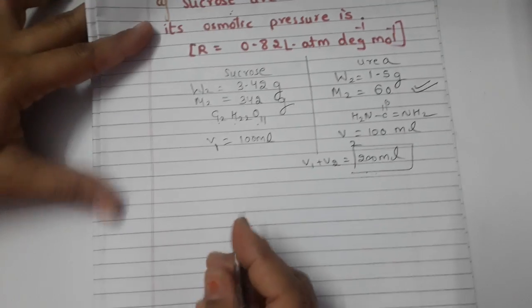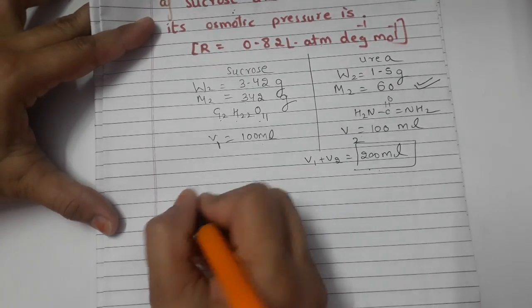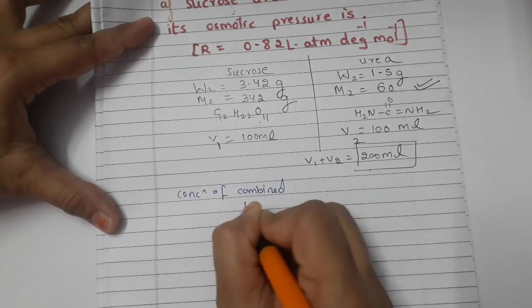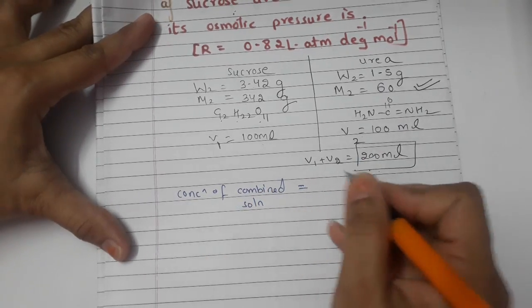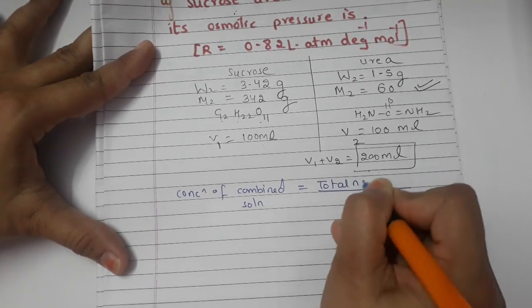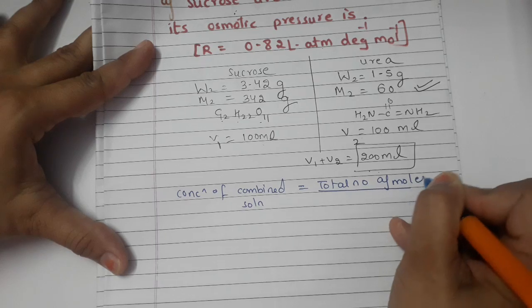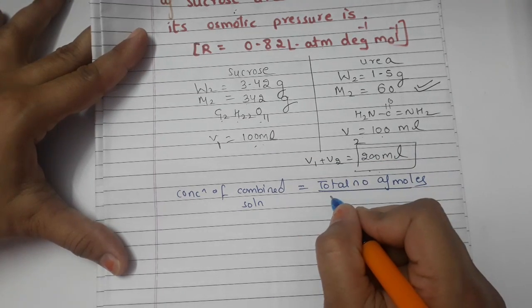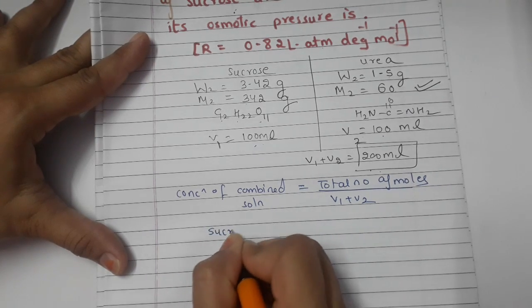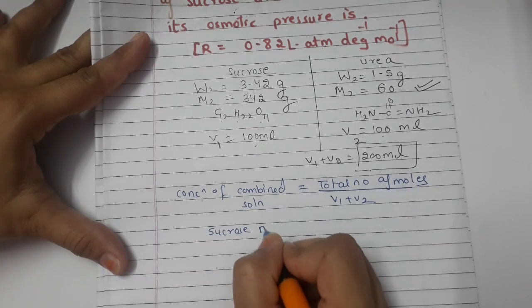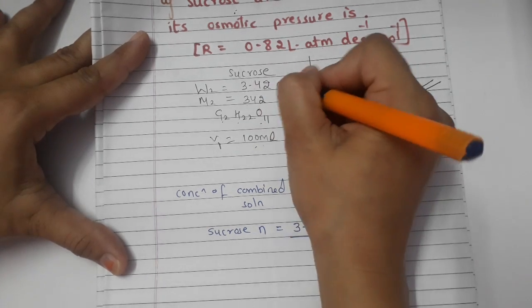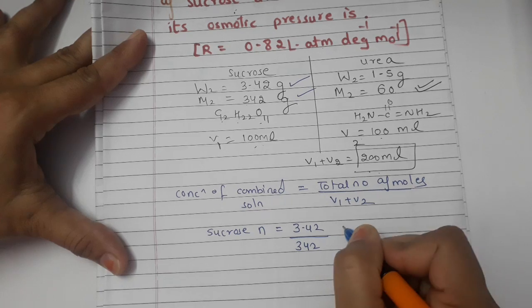Concentration of combined solution would be total number of moles which are present. Both the solutions' moles we have to calculate, over V1 plus V2. First I write here sucrose. For sucrose, how will I find the number of moles? It would be 3.42, mass upon molar mass, 342.